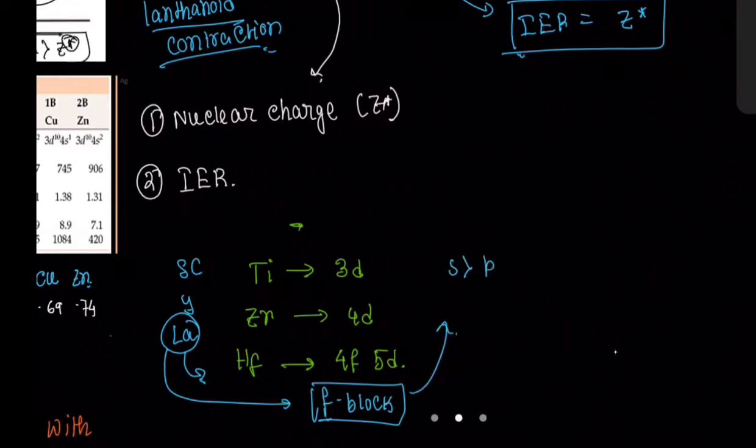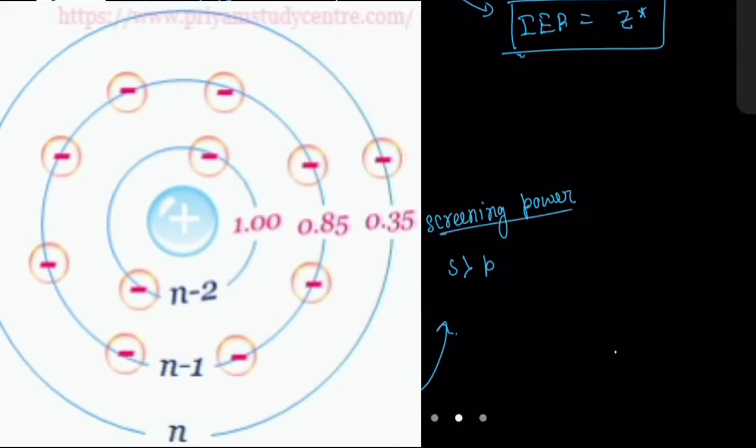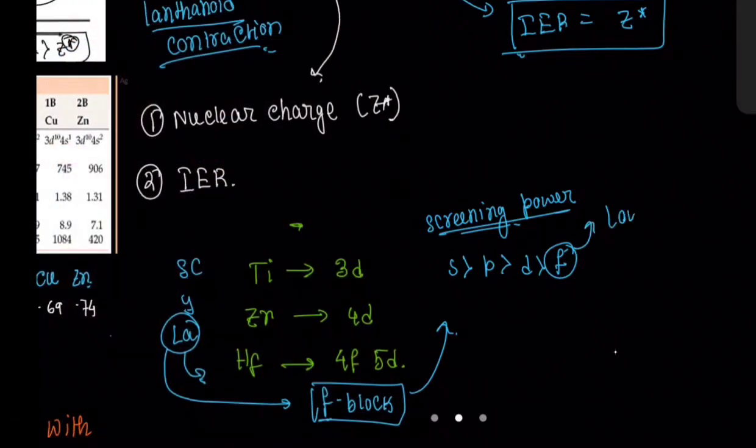Now the shielding effect trend goes like s, then p, then d, then f, right? The screening power is s, p, d, and f. So f over here contains the lowest screening power, meaning the S value is the lowest over here. Now think about the equation again. When you are moving from 4d to 5d, Z star would be equal to Z minus S. Now S is very low for f block elements, for lanthanoids.